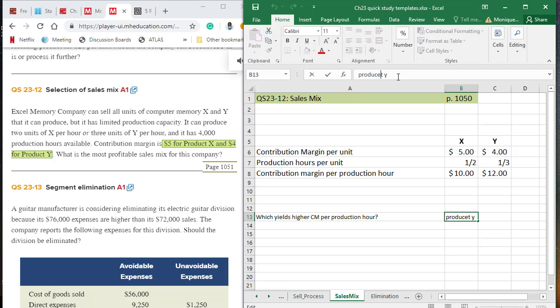And fix that. Okay, and that's it for the sales mix.